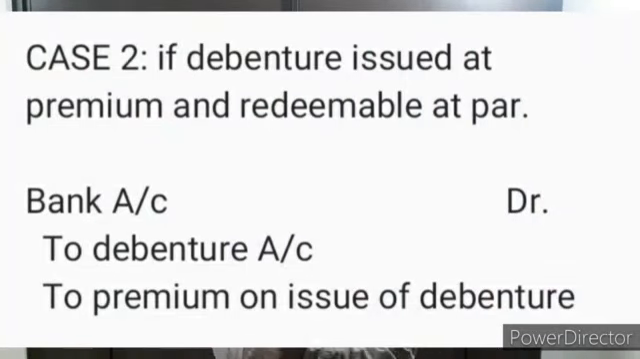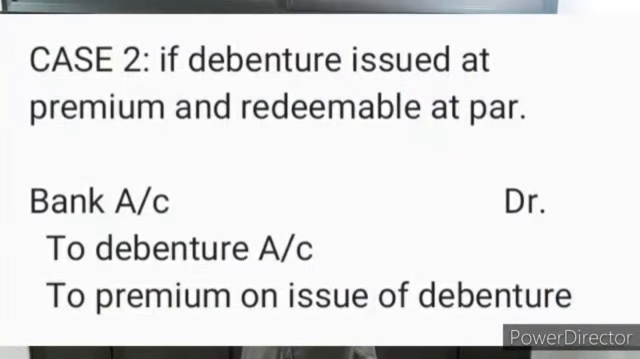So what will be the journal entry for that? Journal entry will be bank account debtor. Instead of getting 100 rupees, we will get 105 rupees. To debenture, that will be only the face value of that debenture, 100. And to premium on issue of debenture. Here, suppose the face value of the debenture is rupees 100 and we are issuing that debenture at rupees 105, the 5 rupees we will get is a profit called capital profit, and that amount should be shown in the liability side of the balance sheet.